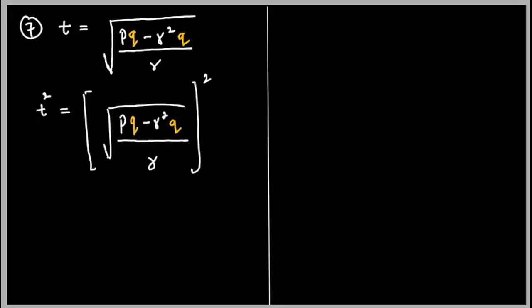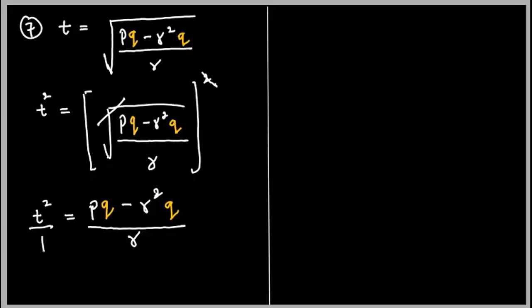And so squaring both sides, we square the square root, we cancel the square root, and we are left with T squared equal to PQ minus R squared Q, then all over R. So we are still having a fraction here. So to clear the fraction, let me put T squared over 1.